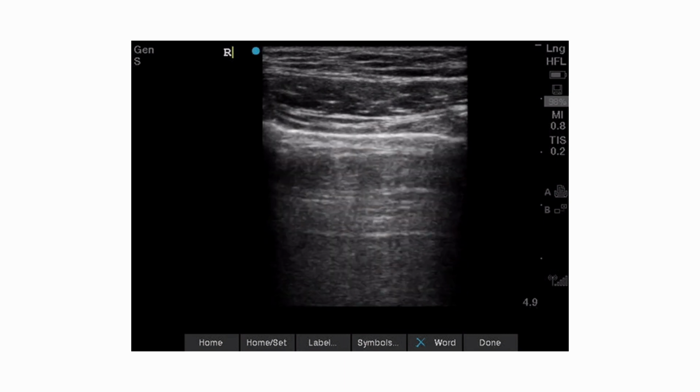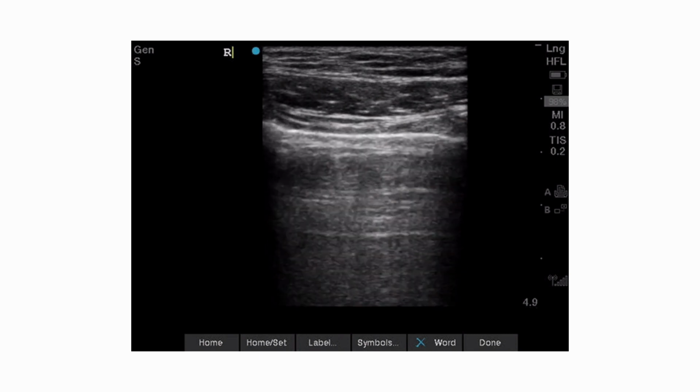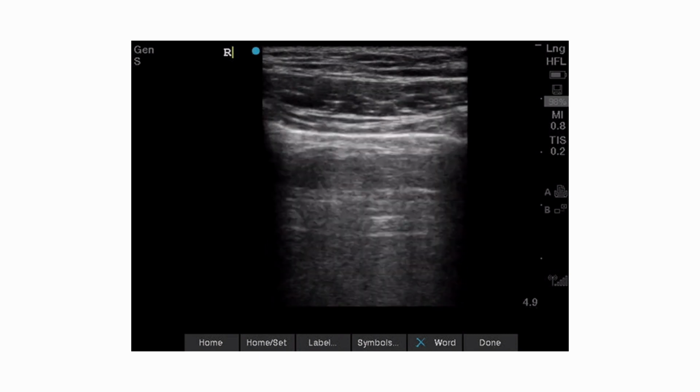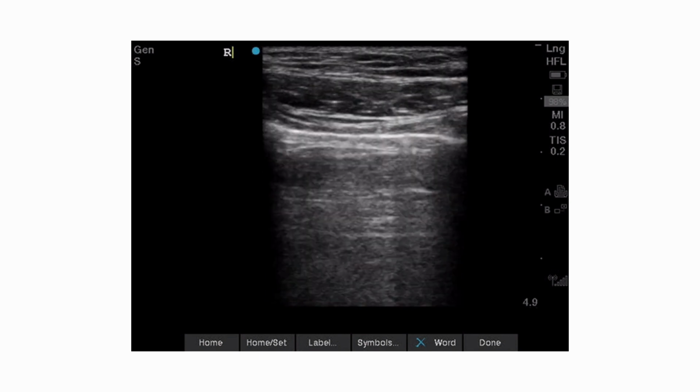Now this is an abnormal finding. We do kind of still see a little bit of movement, but really not what we'd expect, the sliding back and forth of the patient's pleura. So this would be concerning for pneumothorax.